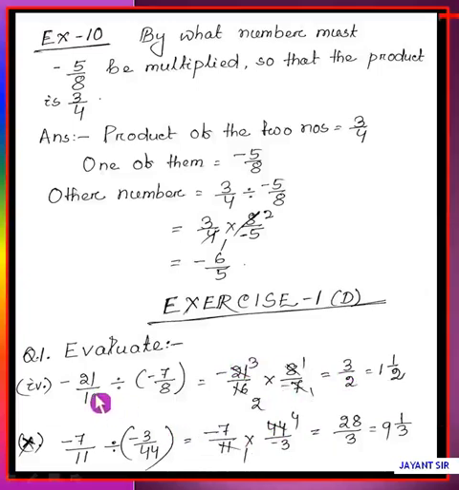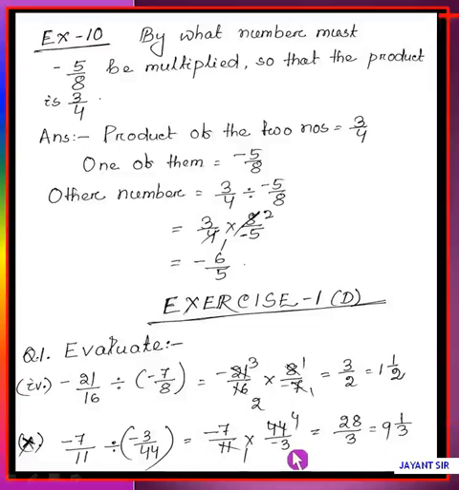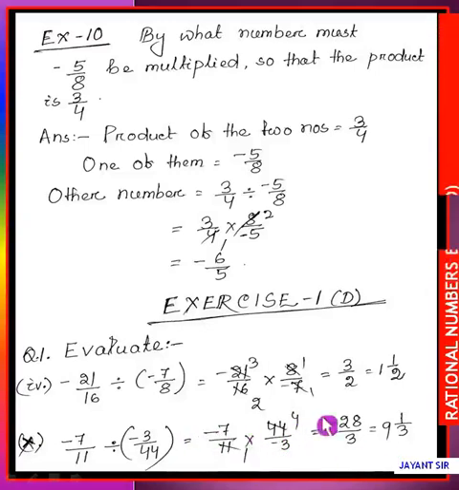Next, in the same question, question number 1, part 10. Minus 7 by 11 divided by minus 3 by 44 equals minus 7 by 11 into 44 by minus 3. So 11 1 is 11, 11 4 is 44. Again not possible to reduce. So minus minus is plus, 4 7 is 28 divided by 3, equal to 9 whole 1 by 3.